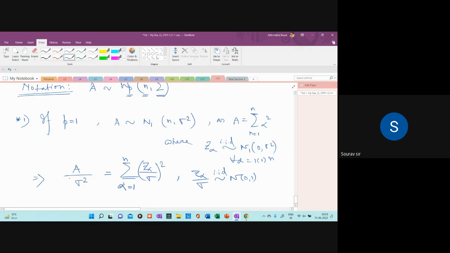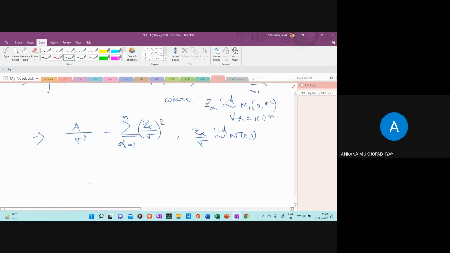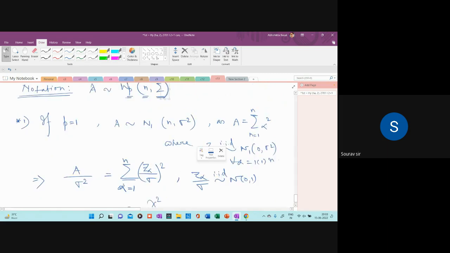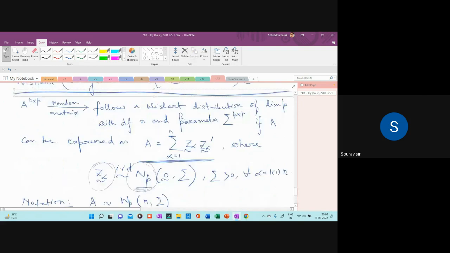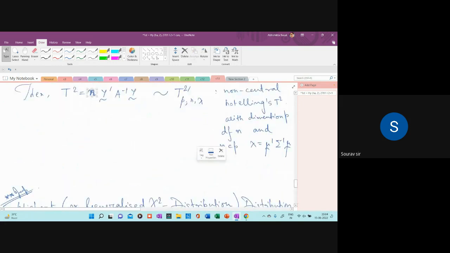From here, it follows from the above point. What is this A by sigma square? If this follows normal with sigma square, then that is nothing but chi-square, and that corresponds to my Wishart distribution with degrees of freedom n. It has some particular properties which we are not going to discuss today, but this is how it is related to the Hotelling t square distribution. You can also say this Hotelling t square distribution, which we stated above, is the multivariate form of the t distribution which we learnt in the univariate case.